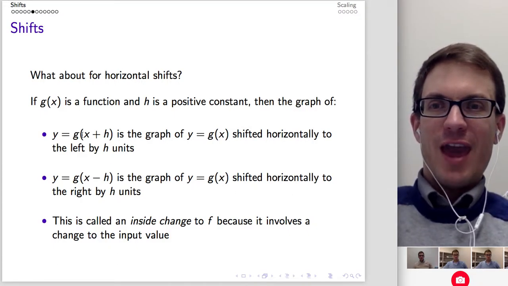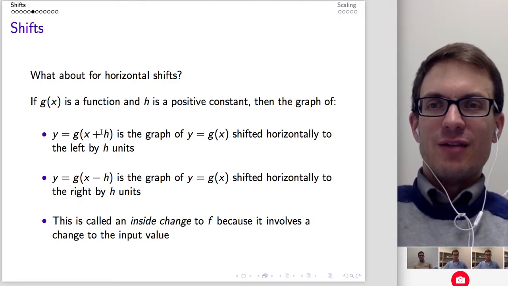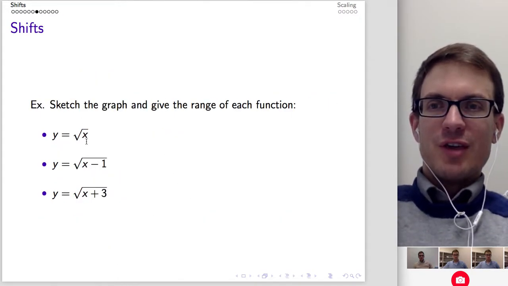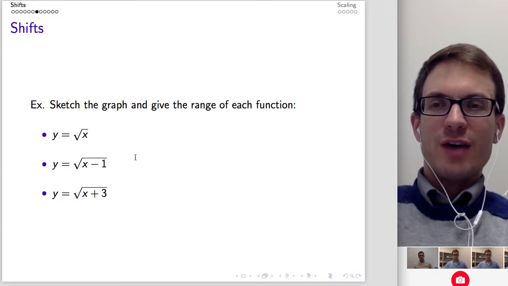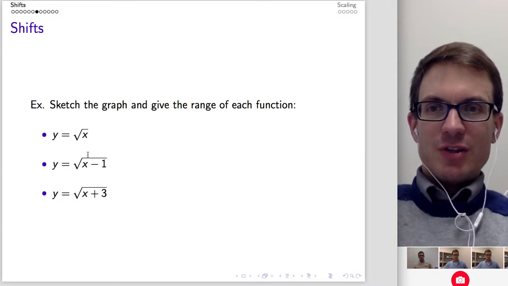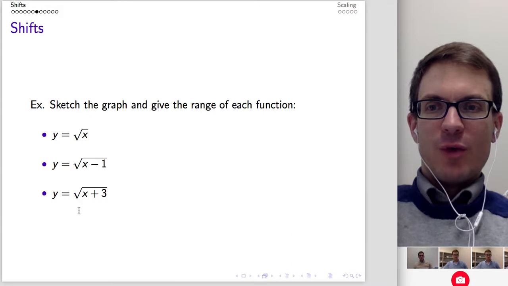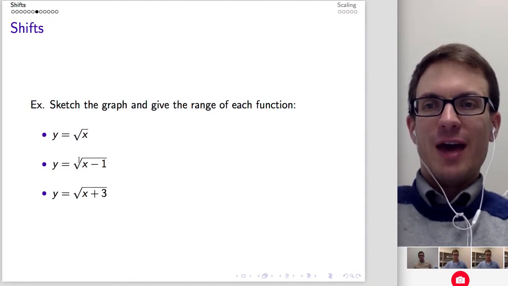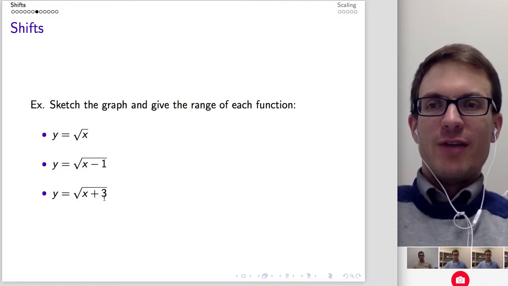Why is it that if I add h to every unit of input, I shift to the left? And why is it that when I subtract h from every unit of input, I shift to the right? Think about what's going on there. We'll try an example. Let's take as our baseline y equals the square root of x. Let's also examine y equals the square root of x minus 1 and y equals the square root of x plus 3. This means whatever is my x, I subtract 1 from it and then evaluate. Whatever is my x, I add 3 to it, then evaluate.